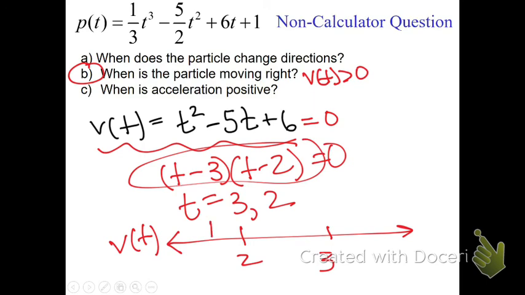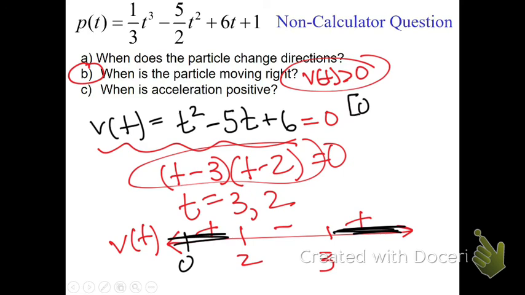To the left of 2, we would get positive. In between 2 and 3 would be negative and then positive. So to answer that question, when is it moving to the right? We would say here and here, when velocity is positive. But remember, time can't be negative, so we would chop this off from 0 to 2. So we'd say the answer to part B would be from 0, including 0, to 2, and then also from 3 to infinity. We usually use open parentheses because at these points, that's not a positive velocity. That's where the velocity was actually 0. But in this case right here, the graph was really going right through the 0, so we include that one.